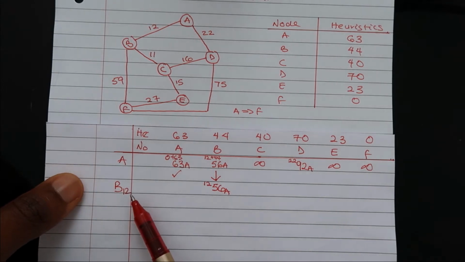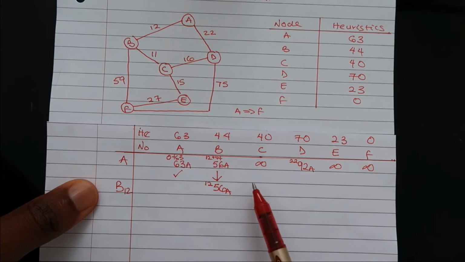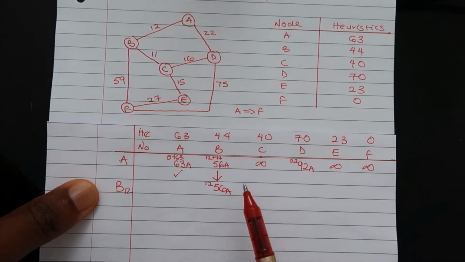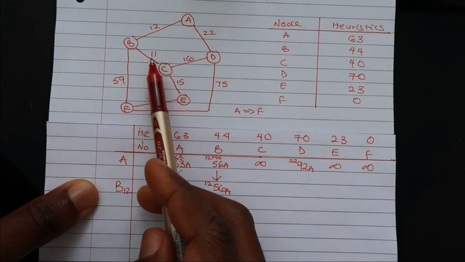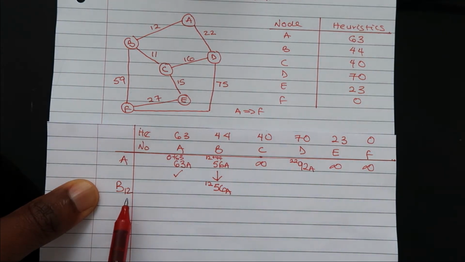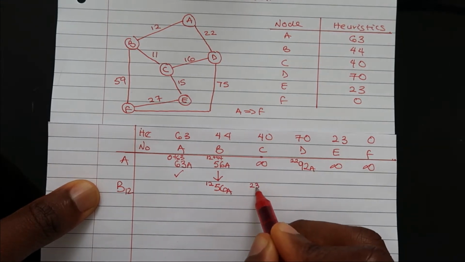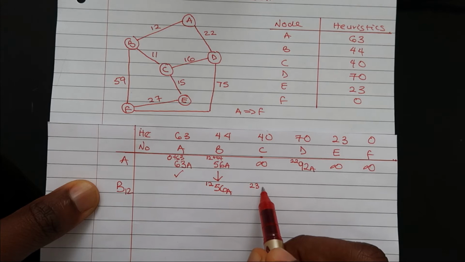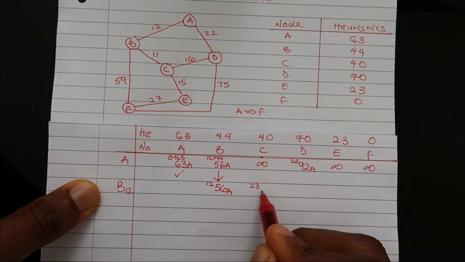So we've explored all of A. I'm now going to look at B to C. B to C is currently 11. 11 plus my 12 will give me 23. So 23 plus 40 will give me 63.